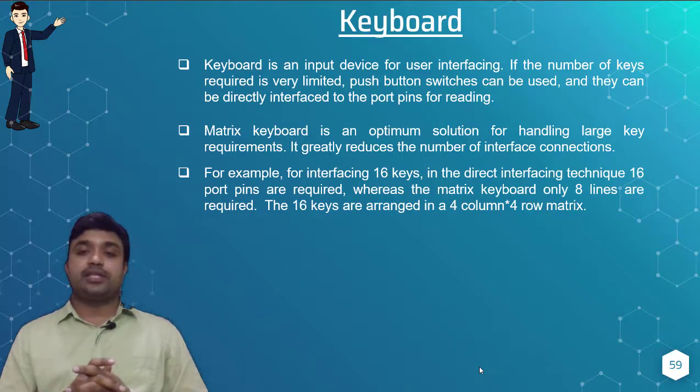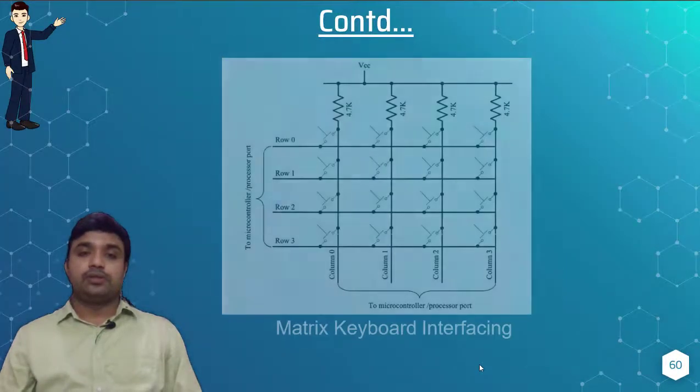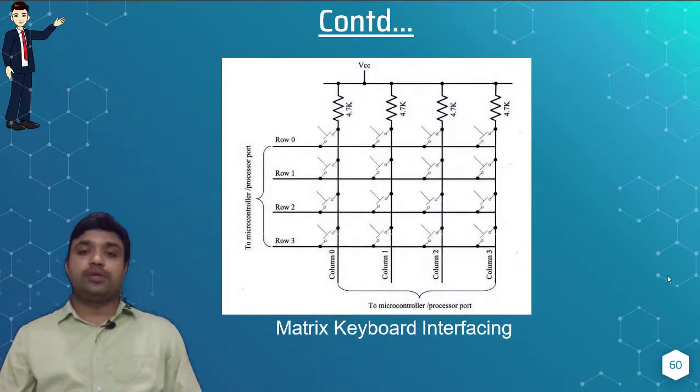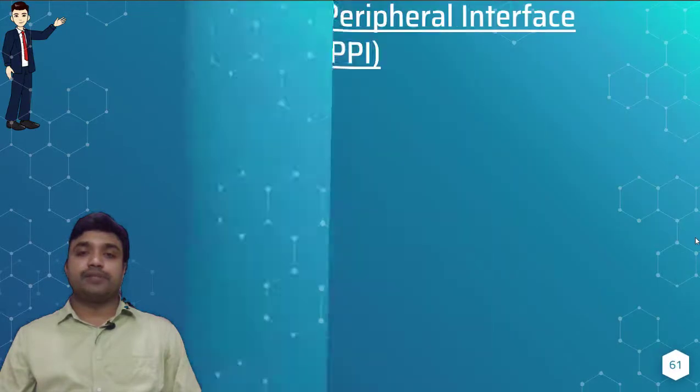16 keys are arranged in rows and columns, that is, a 4 by 4 matrix form. So this is the matrix keyboard layout. Here you can see we have a total of 16 combinations, driven overall with a 4 by 4 matrix.